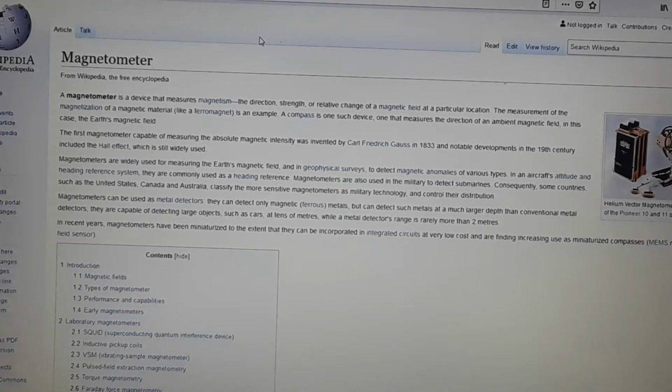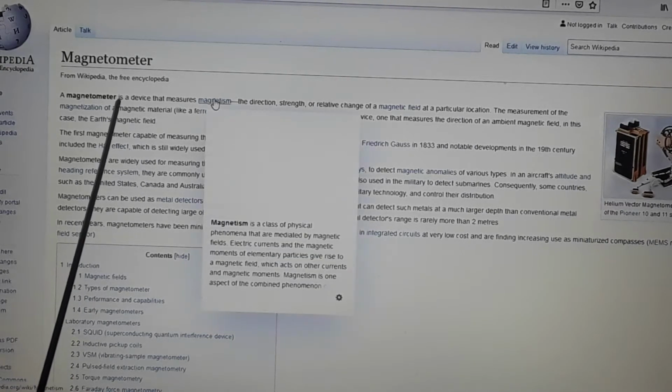I'll read through what it says here. A magnetometer is a device that measures magnetism, the direction, strength, and relative change of a magnetic field at a particular location. The measurement of the magnetization of magnetic material, like a ferromagnet, is an example. A compass is one such device, one that measures the direction of an ambient magnetic field, in this case the Earth's magnetic field.